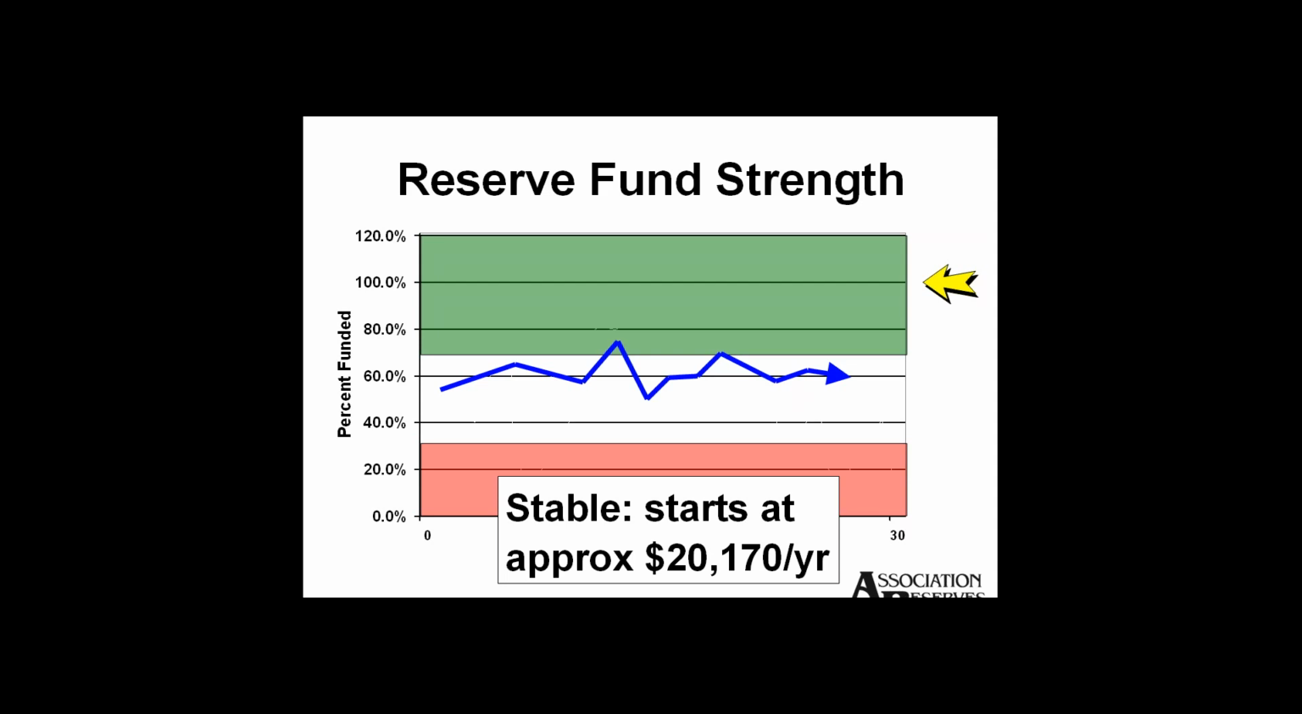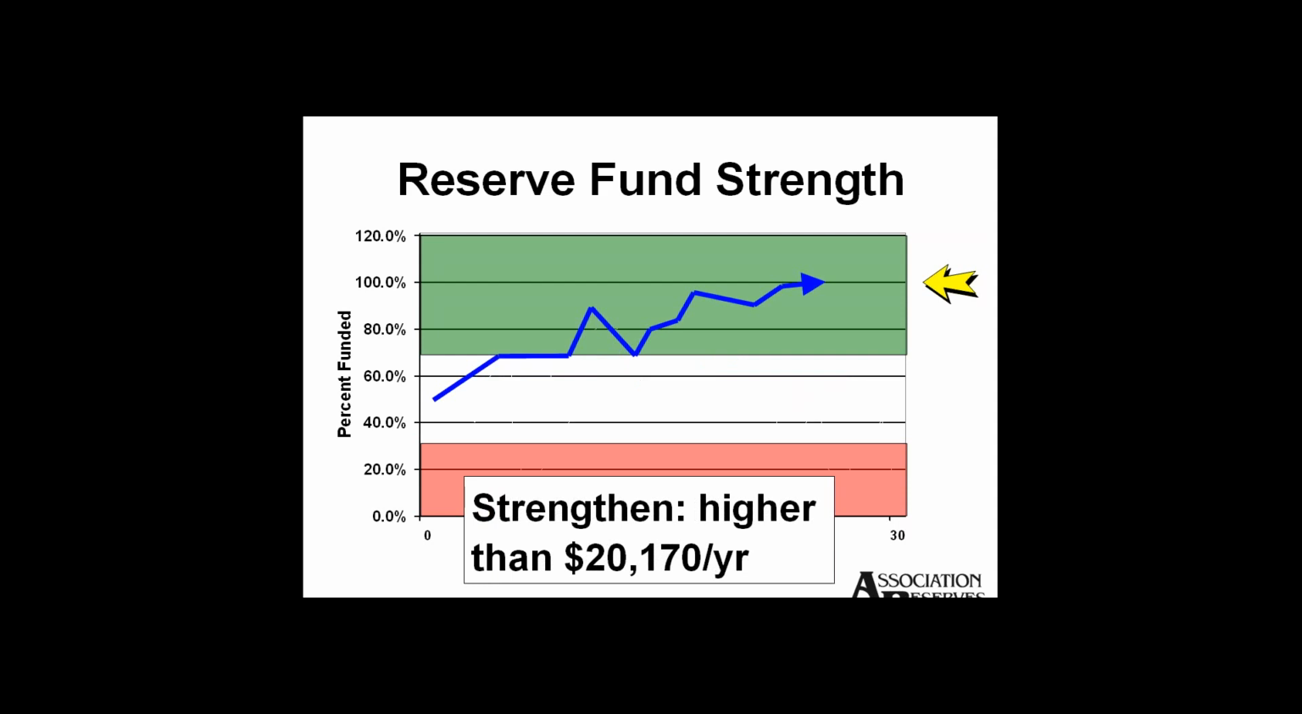And you can probably guess where I'm going here. If an association makes contributions higher than $20,170 per year, it's going to have the effect of strengthening their reserve fund. The net effect is they're going to catch up a bit, and they're going to see their percent funded gradually increase over the years. Some associations are forced into doing this when their reserves are significantly underfunded, and they need to make up for years of underfunding and prepare for a significant expense or two or three.